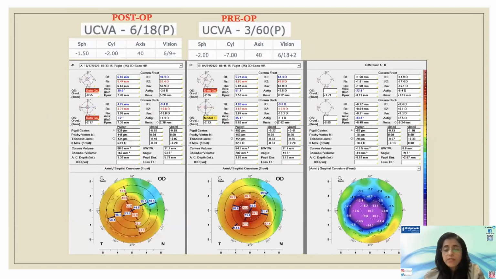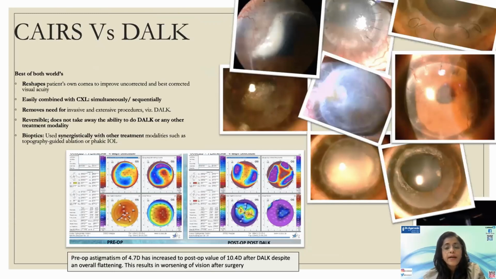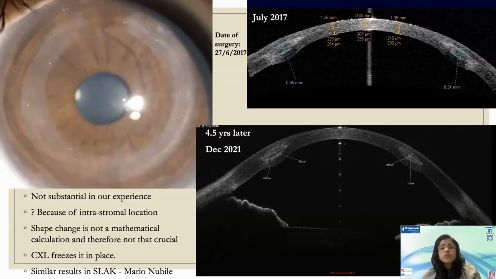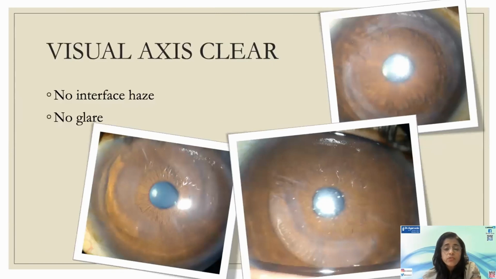You can also combine it with bioptics, with topography-guided PRK, and so on and so forth. And in these advanced cases, you can avoid all these complications that can sometimes be associated with DALK. One of the advantages of CARES is a very easy learning curve. It's a very easy procedure which can be adapted by refractive surgeons and cataract surgeons. It's not really a very cornea-intensive kind of procedure. Another big advantage, I feel, is that it leaves the visual axis completely clear, unlike some of the other additive technologies. So there's no chance of interface haze, no glare, no loss of contrast sensitivity, or anything like that.